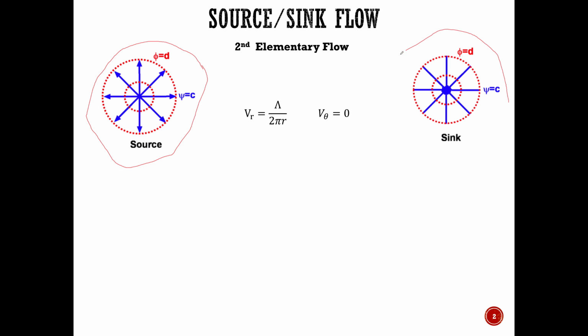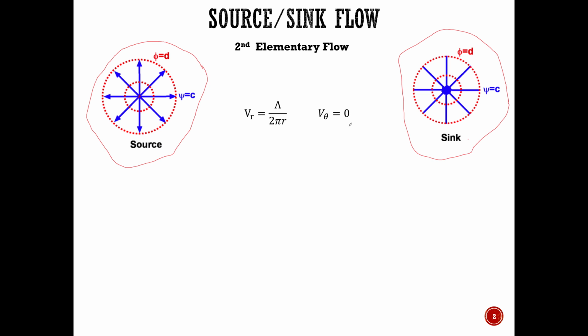In the source flow right here, it looks like the flow is emerging from a single point. Most of the velocity is in the radial direction, and the tangential velocity is basically 0. If the flow is emanating from a single point, we call it a source. If the flow is converging to a single point, we call it a sink. The only difference is that for a source the strength will be positive, and for a sink the strength will be negative.